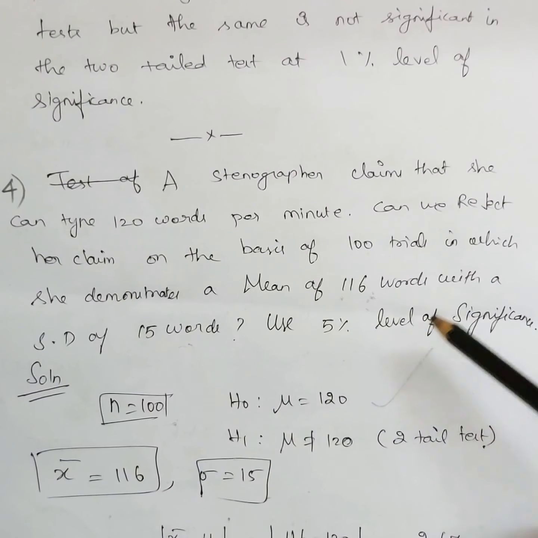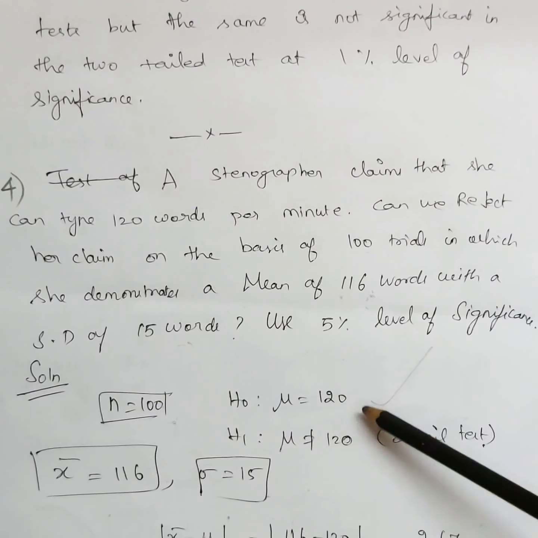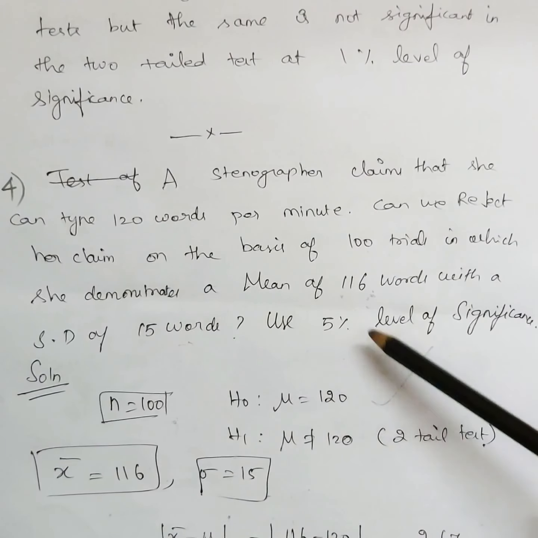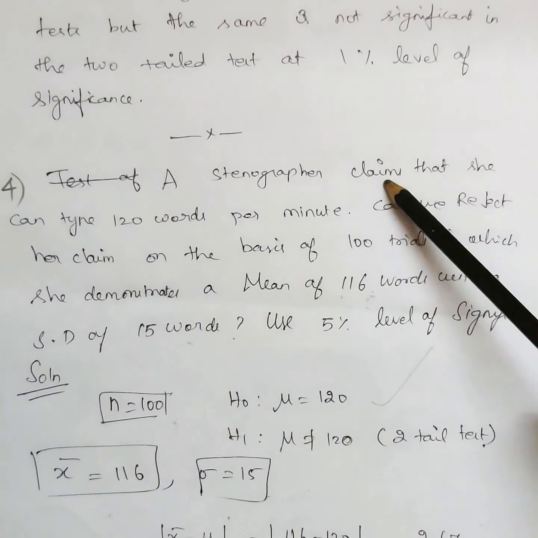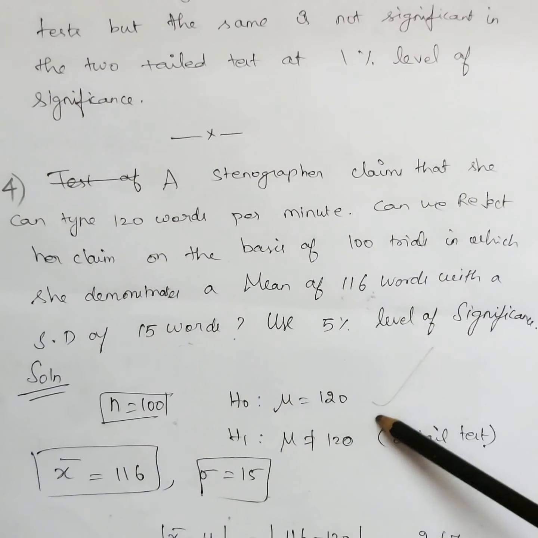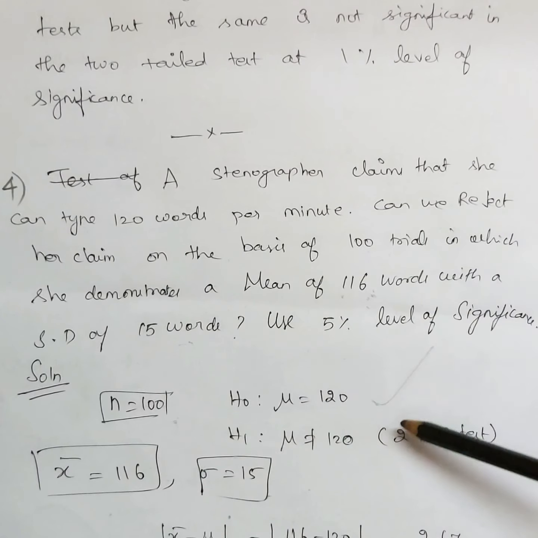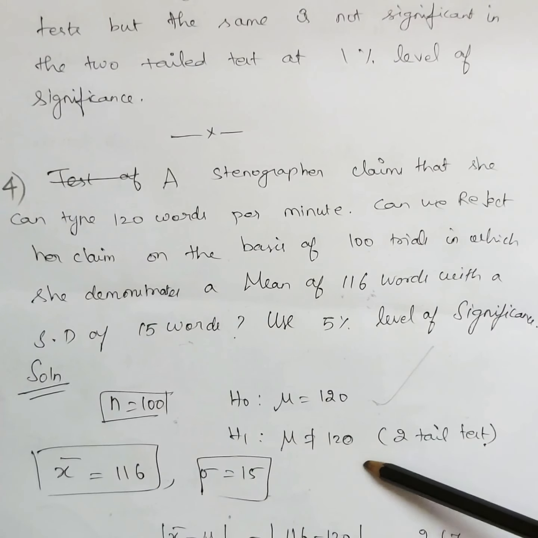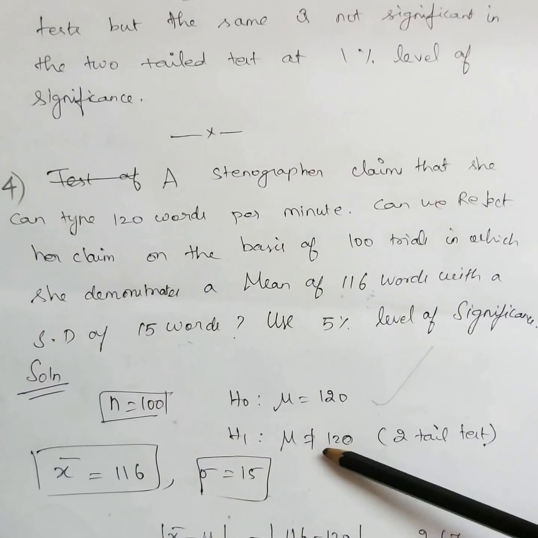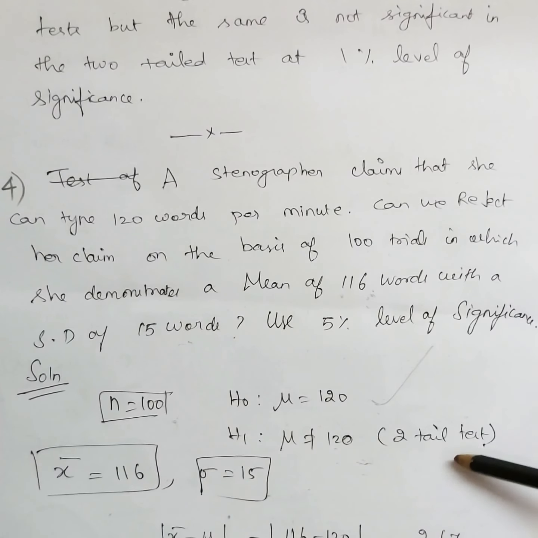Here comes the main picture. I am saying that the mean mu is 120. This is what she claims. She claims that she can type 120 words. So I am saying, okay, I agree with you. Mu is equal to 120. This is my null hypothesis. What is the alternate hypothesis? Mu not equal to 120. So when I say not equal to, it can be less than, it can be greater than. So we'll use a two-tailed test.